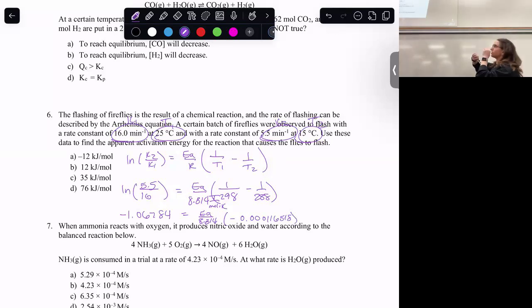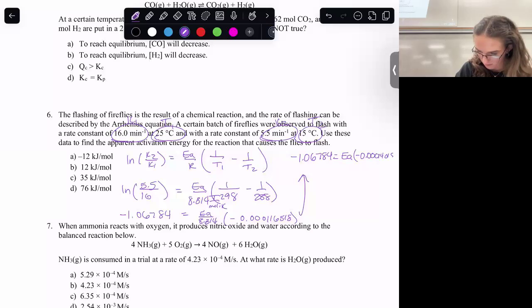Right, so I combined my temperatures there first. I'm then going to divide by 8.314. And then I'm going to divide by the negative 0.00014. So Ea I got to be 76,194.75. What units does this come out to be? Joules per mole.